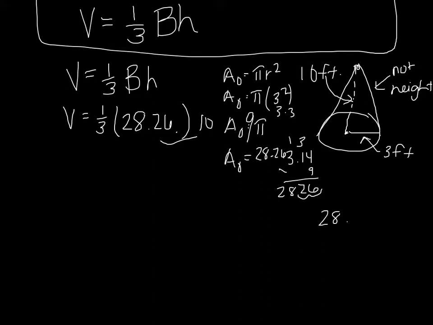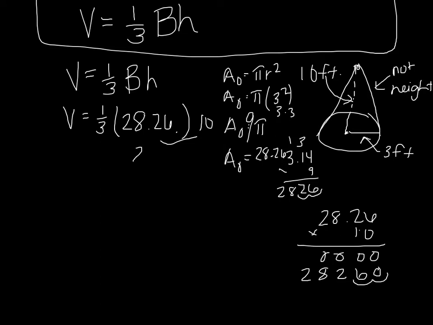So if I do 28.26 times 10, well, I know that first row is going to be 0, so I'd get 0, 0, 0, 0. Add my 0, then I would get 6, 2, 8, 2. Bring it back 2 spots, so I would have 282.6 times 1/3. Equals our volume.